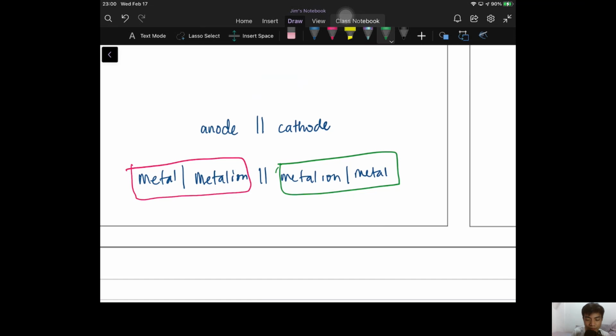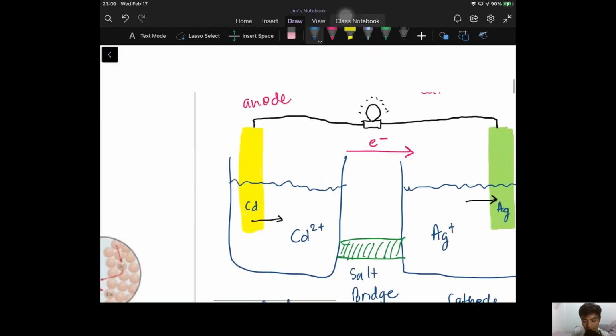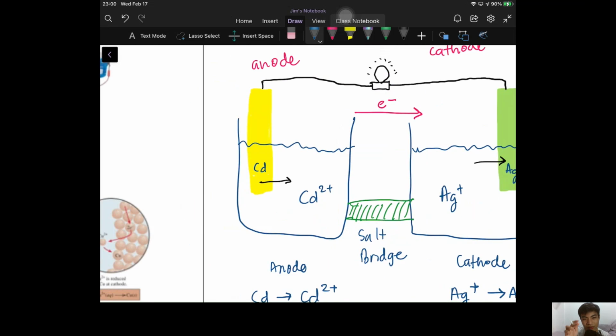Kung titignan nyo yung previous example natin, ano yung anode doon? Yung zinc, ay yung cadmium, di ba? Tignan nyo paano natin sinulat yung arrow doon. So, from Cd to Cd2+. Itong arrow na to, gagawin mo lang yan single line na vertical. So, pwede mo yun isulat as Cd, single line, Cd2+. Yan yung shortcut, shorthand notation. Instead na i-drawing mo yan, pwedeng ganito na lang. Ibig sabihin yan, yan yung nangyayari sa anode nyo.